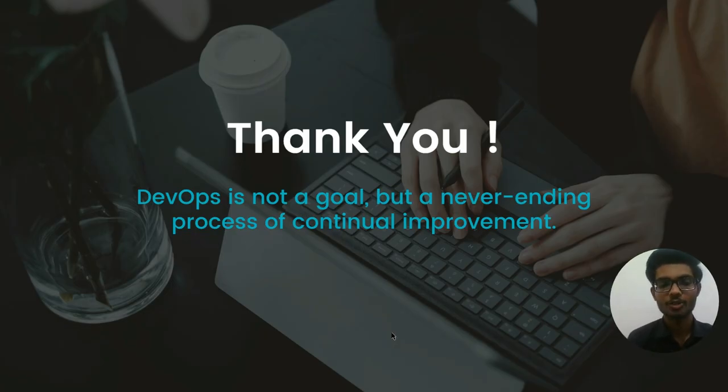So just the last thing to share is, DevOps is not our goal. It is a never ending process of continual improvement. It is something which is really helpful for developers.